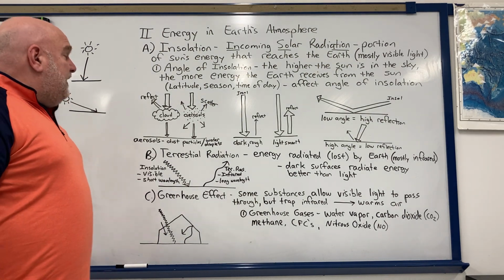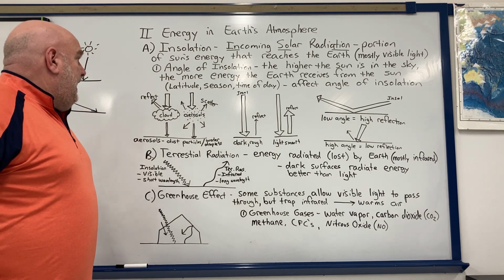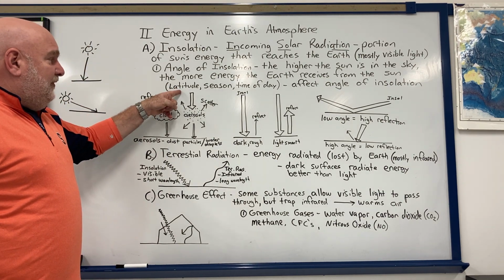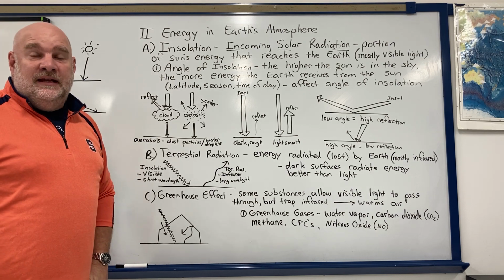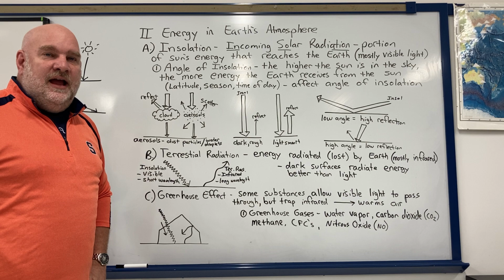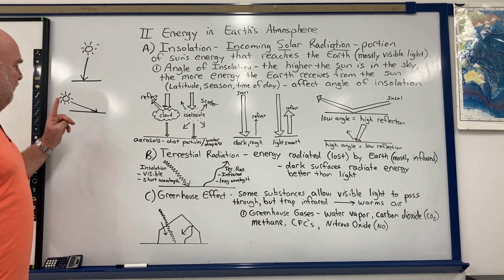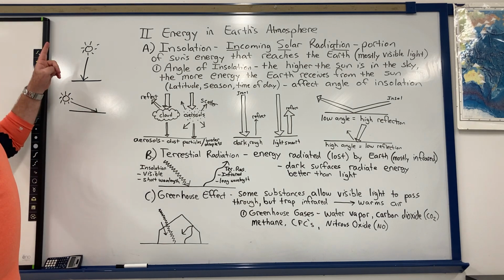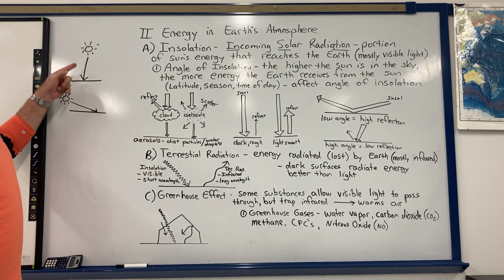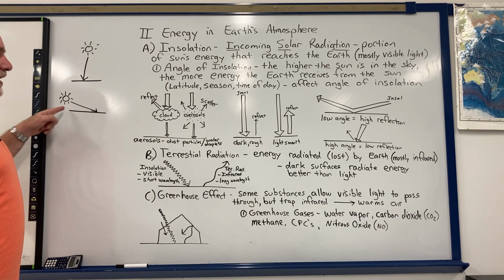Now, there are three things that determine how high the sun is in the sky. One thing is your latitude. Typically, if you're near the equator, the sun's going to be higher in the sky. If you're near the poles, the sun's going to be lower in the sky. That's why it's cold at the poles and hot at the equator. So at the equator, a bigger angle of insolation. At the poles, a lower angle of insolation.